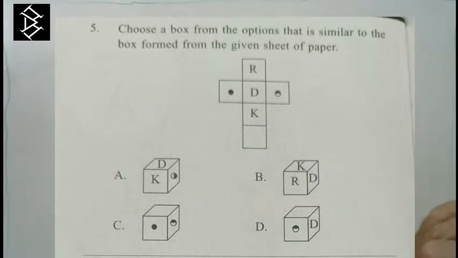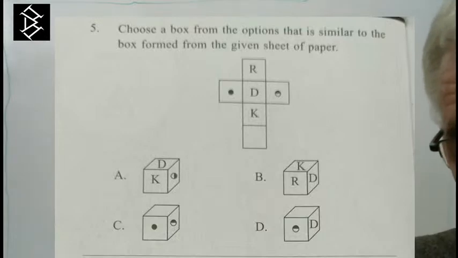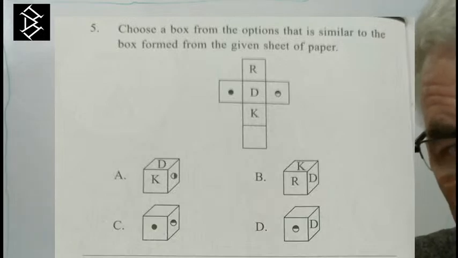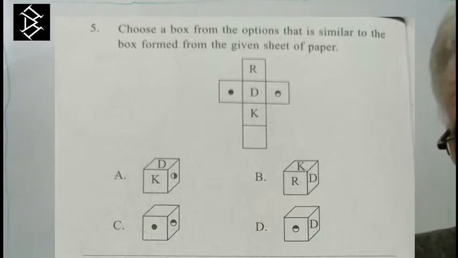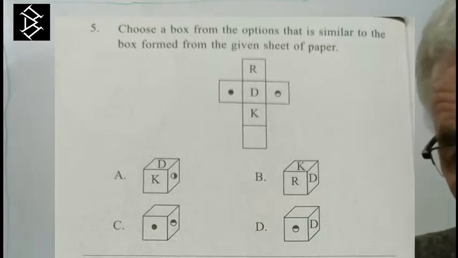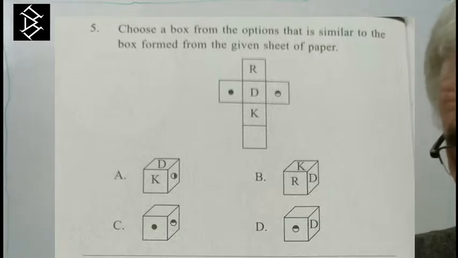Right, so here is the net of the cube. If I fold that in my mind, R is going to be opposite K. The full circle is going to be opposite the half circle. The blank will be opposite D. So from that, compare the figures that they're giving to you. Is the relationship between K and D, and we look at A, for example. Is that possible? It is absolutely possible. A is the correct option for that.